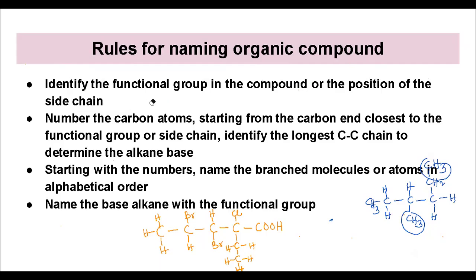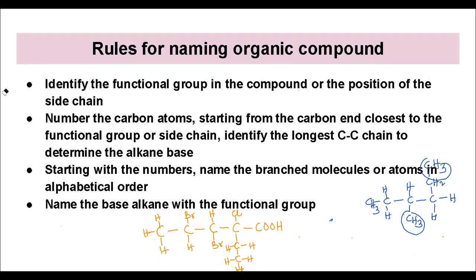It says identify the functional group in the carbon to carbon, in the compound, or the position of the side chain. So in this case now I have a side chain. In the other example, I have a functional group. So let's do the same thing for the two of them. We want to identify the functional group or the side chain carbon.